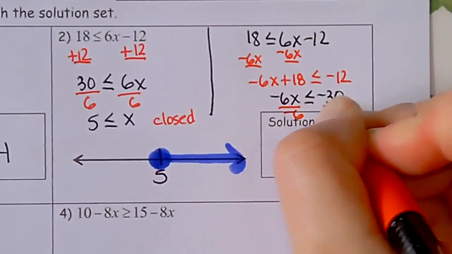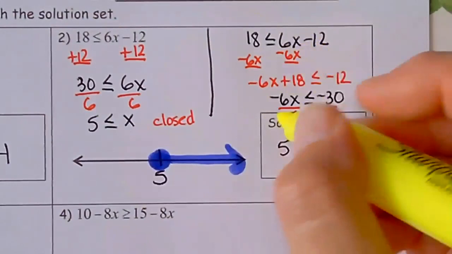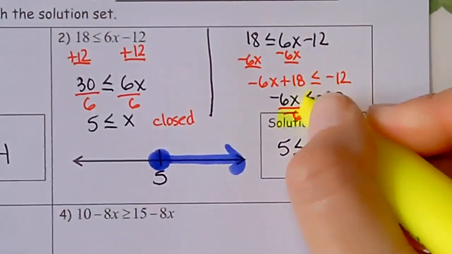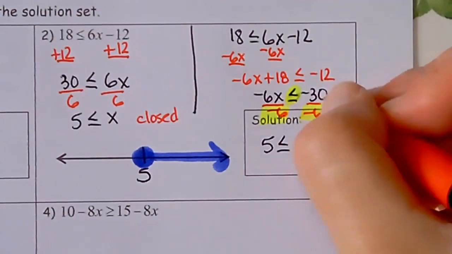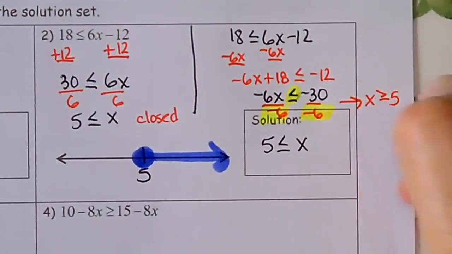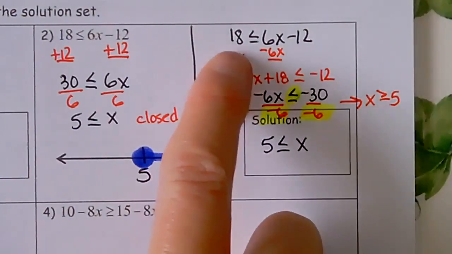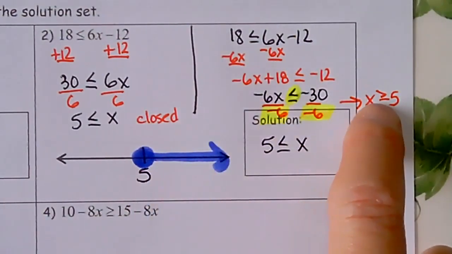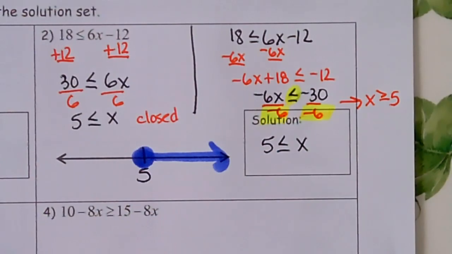But when I divide by a negative 6, I need to switch the direction of my inequality. So this answer is going to be x is greater than or equal to 5. You see this does match with my graph. So if you have your x on the left-hand side, you can shade the direction it's pointing. If it's on the right-hand side, it's not going to go the direction it's pointing. It's actually going to go the opposite direction. Okay, let's take a look at number 3.